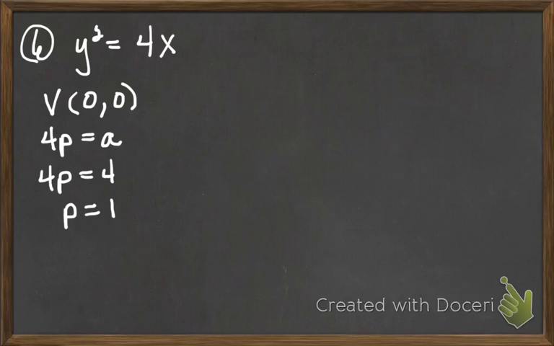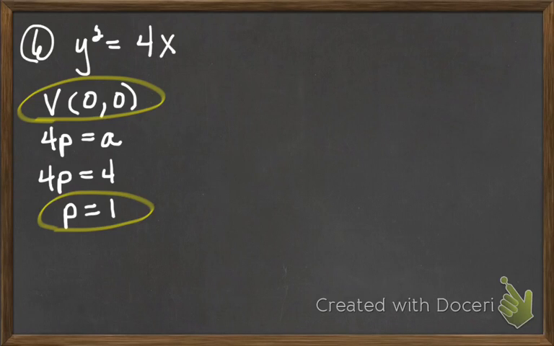You'll probably start doing that in your head once I go back and review how you find this. So we have to have our vertex, we have to have our p value, and we have to know how long the latus rectum is. The latus rectum is the absolute value of A, and A is 4, and the absolute value of 4 is 4.